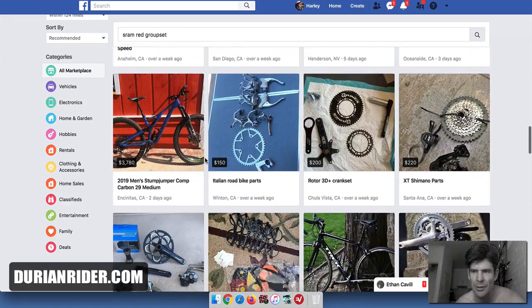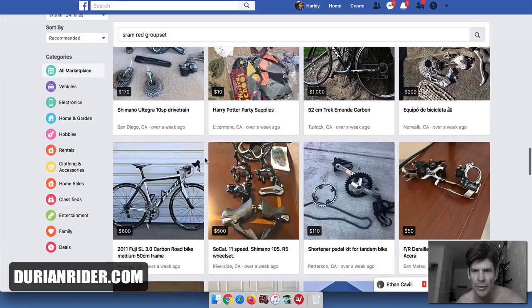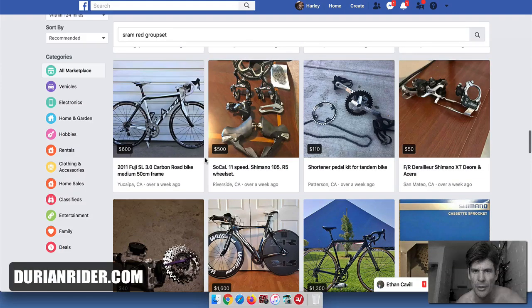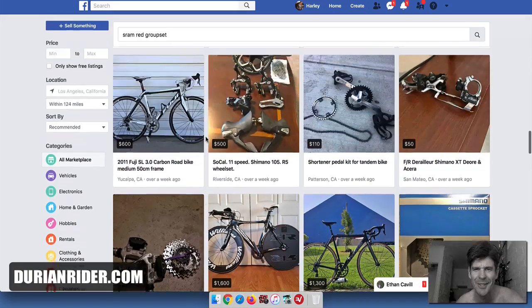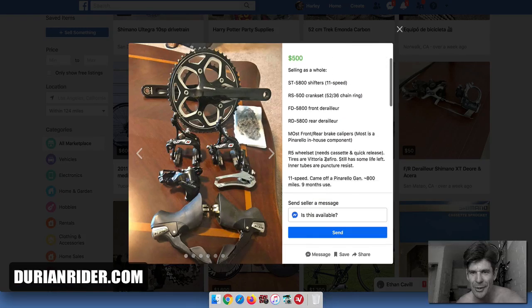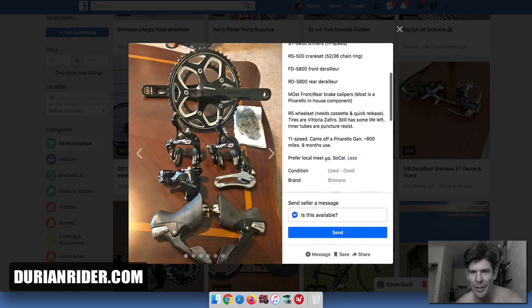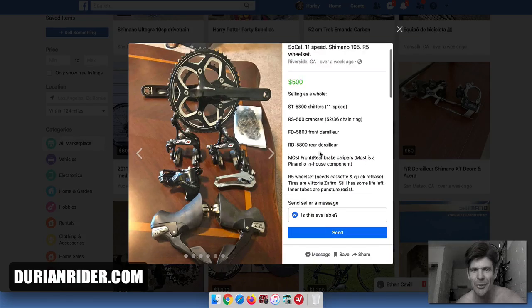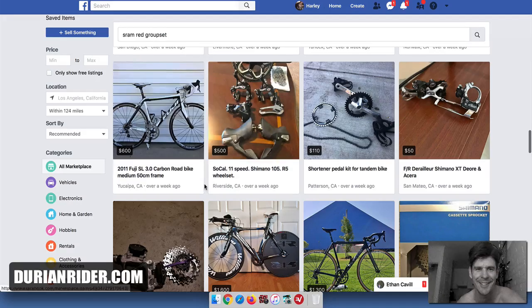What else we got here? So you can get, and this is US dollars. I try and do everything in US dollars so people can understand what's going on. This person's selling a group 105 for $500. Let me have a look at this. Is it the whole bike or what? What's this dude doing? The RS wheel set. 9 months use. This dude's dreaming. Yeah, those brakes are shit. This dude's dreaming. $500.